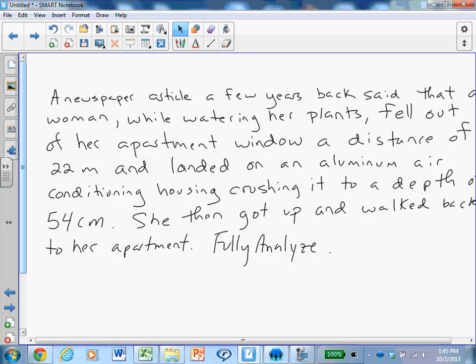So she lived through that, partly because of, or actually mainly because of the crushing of the air conditioning housing. And that give was enough to allow her to get back up and walk back to her apartment. And 22 meters is a lot, especially when you think it's about 5.5 from our classroom down to the base of the sidewalk. So multiply it by close to 4, you can see it's quite a distance. So we'll start by analyzing her fall.